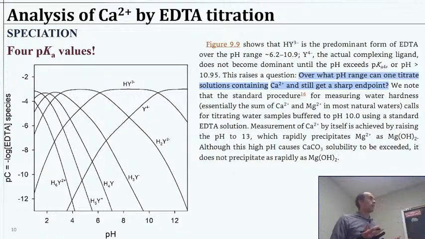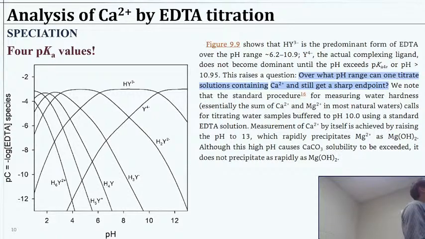So the question is, at what range can we titrate solutions containing calcium to get a sharp endpoint? Meaning, when is it going to show a sharp change in the calcium concentration when we add a small amount of our ligand? This titration is a little different since we're not adding an acid or base. We are adding this complexing agent because at some point it's going to complex the calcium and kind of take it out of solution in that regard. So that's what we're going to observe.